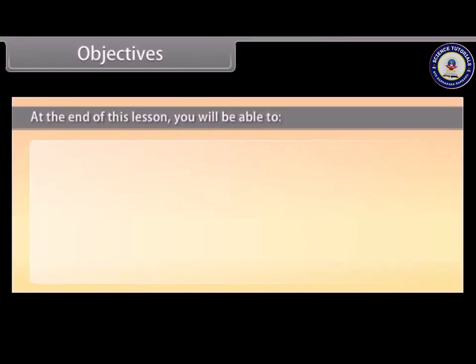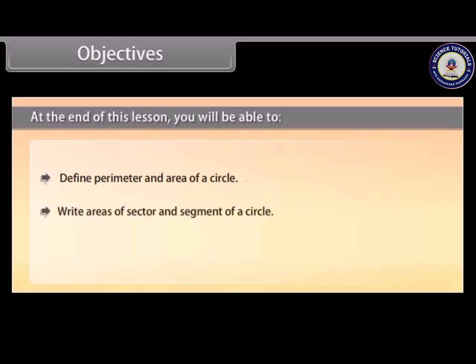Objectives. At the end of this lesson, you'll be able to define perimeter and area of a circle, write areas of sector and segment of a circle, calculate areas of combinations of plane figures.